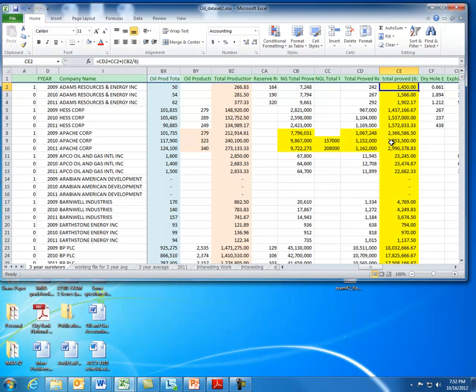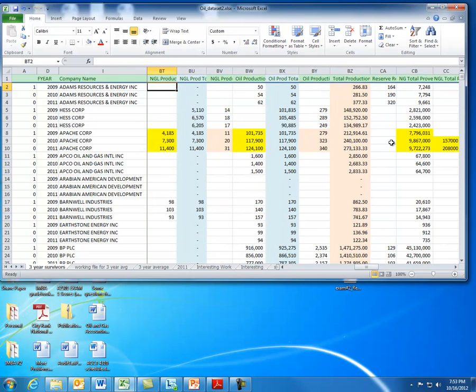But first, let's look at what the new data is. Total proved reserves is the combination of natural gas, natural gas liquids, and oil. It uses a 6-to-1 ratio for natural gas to oil, which is pretty standard. So that's a new column that's computed. Also, a new column that is computed is total production.